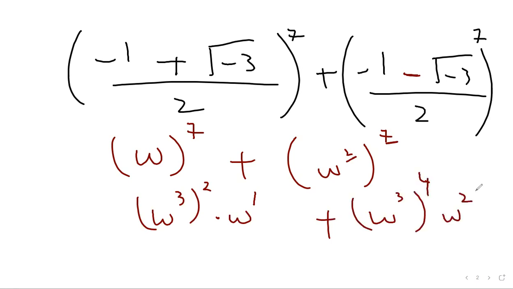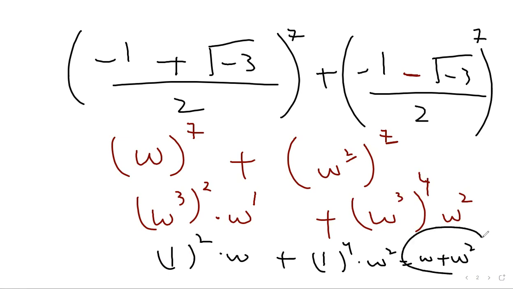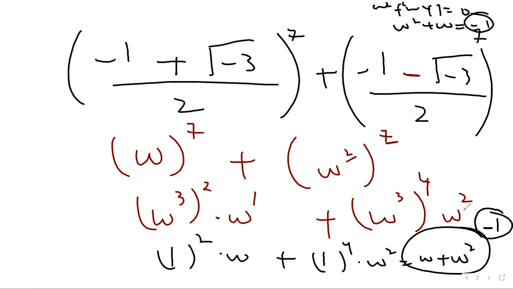12 to 14. Again, why have we broken it down? 1 having power 2 into omega, 1 having power 4 into omega square. Omega plus omega square, according to the first property, what we have learned: omega square plus omega plus 1 is equal to 0. Then omega square plus omega is equal to minus 1. It means that the answer will be minus 1.